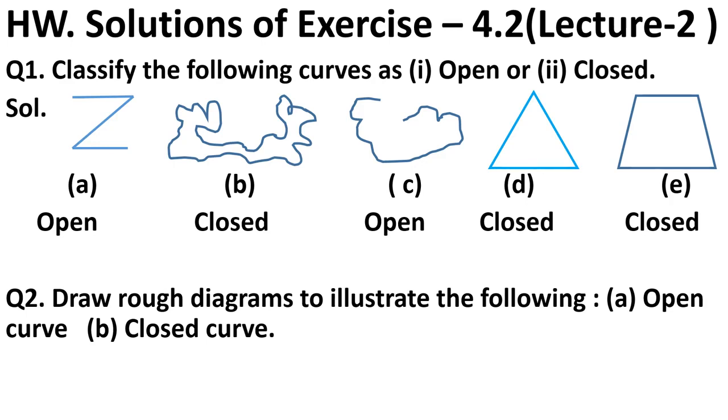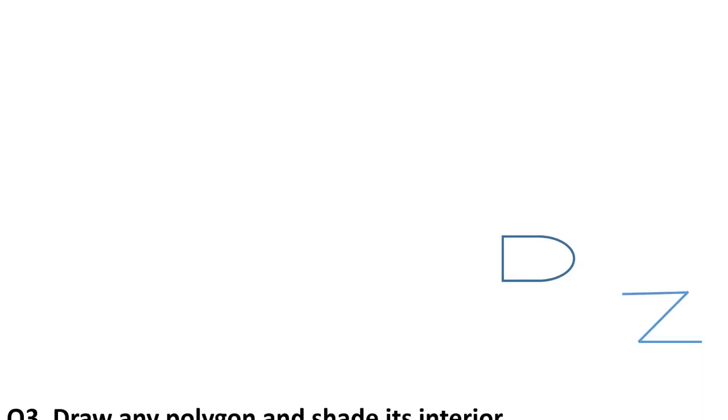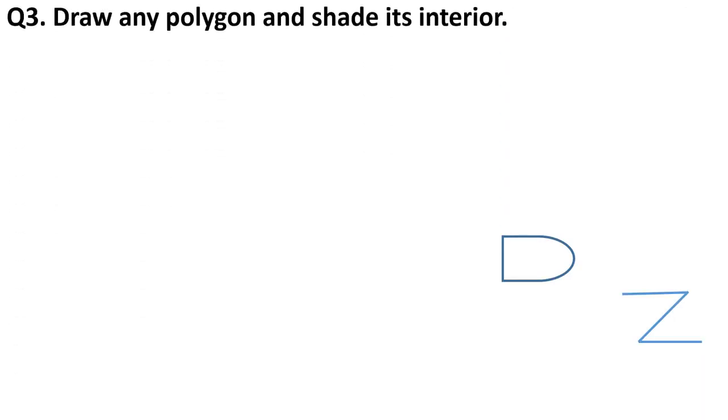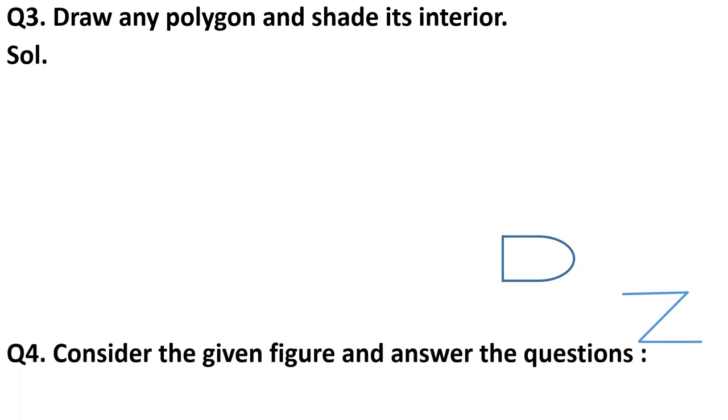Question number 2 was: draw rough diagrams to illustrate an open curve and a closed curve. I have not done this because from the first question you can take any one figure of an open curve and one of a closed curve. Question number 3. Draw any polygon and shade its interior. Any polygon means any figure which is a simple closed curve made entirely of line segments. So I have made one rectangle and shaded its interior.